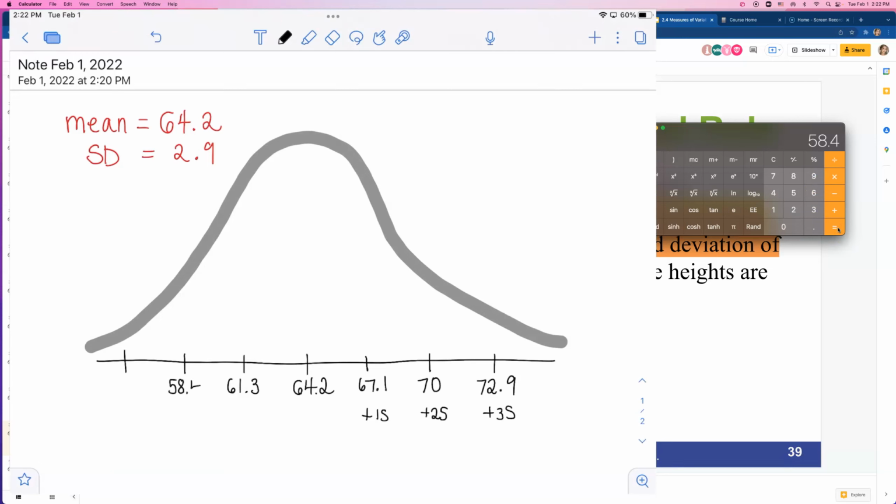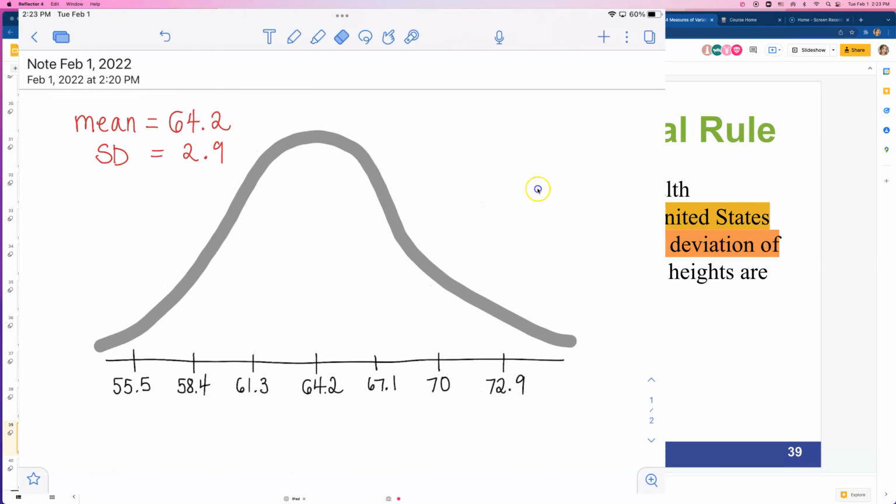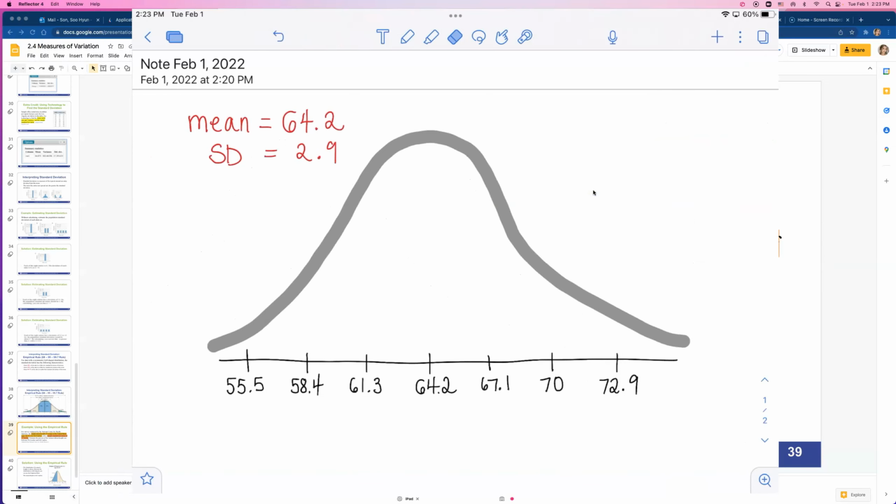58.4, and the last number minus another 2.9, and that's 55.5. All right, I'm done making my number line. So you add 3 to the right, you subtract 3 to the left. That's how you make your curve. Now, what they were talking about was this.